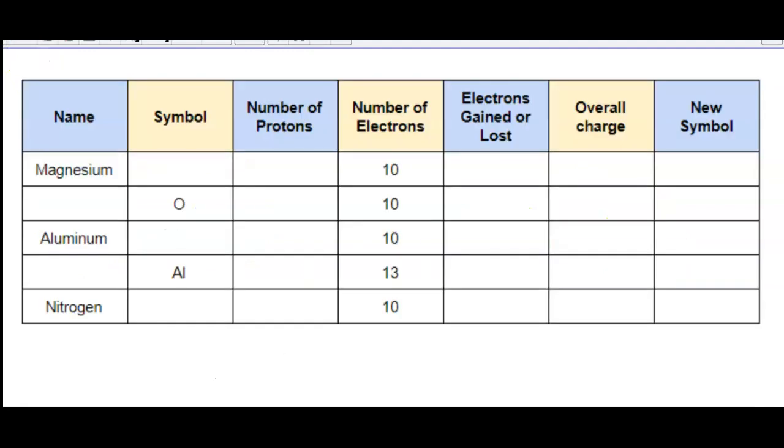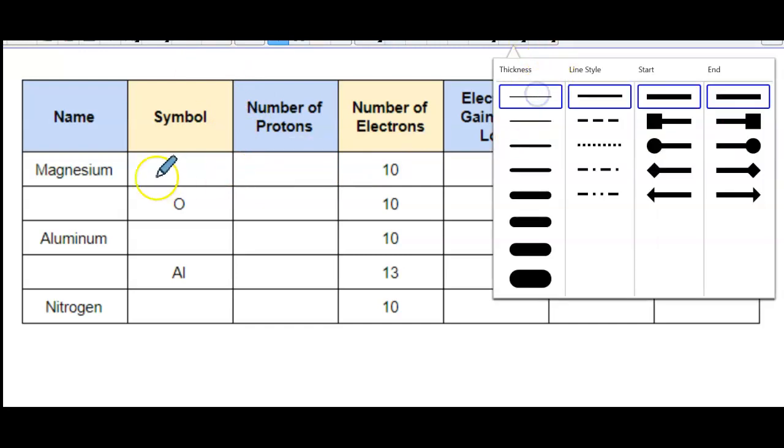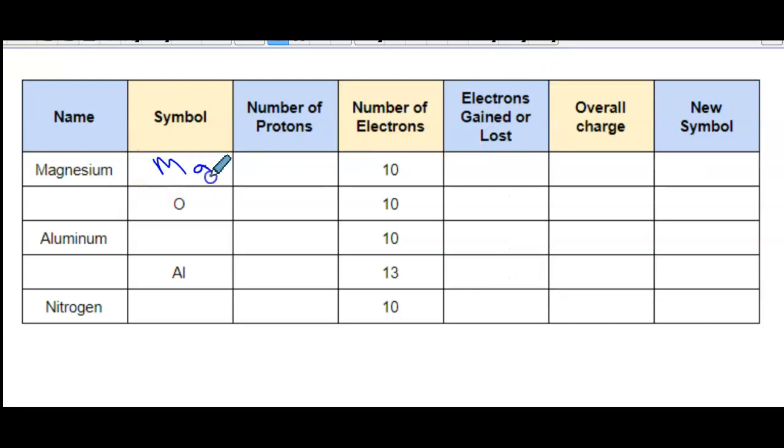All right, let's practice. So we have magnesium. We're going to get a periodic table out and look up the symbol. The symbol for magnesium is Mg. Protons are going to be 12, if you're looking at a periodic table.